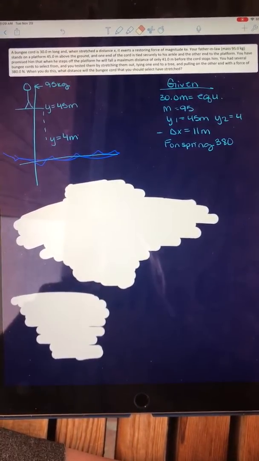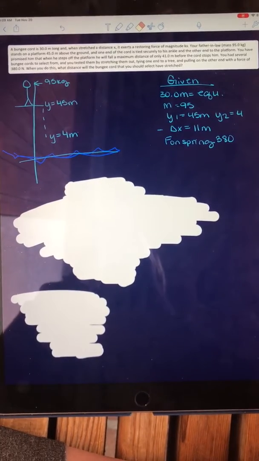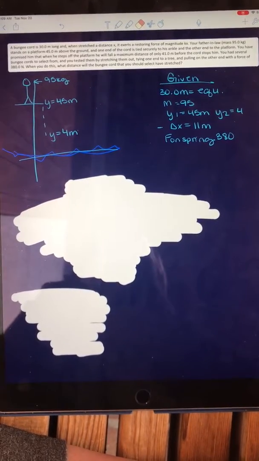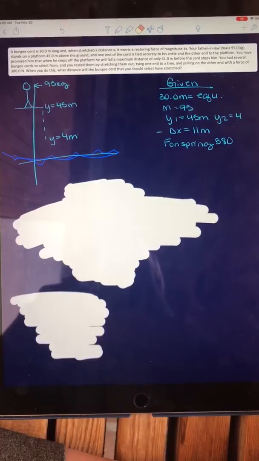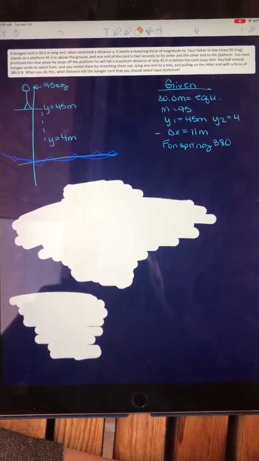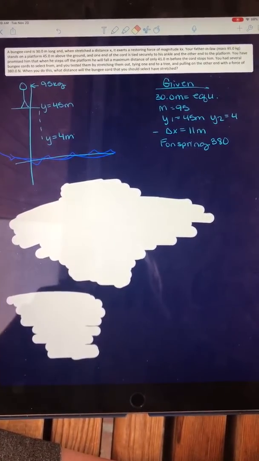going to use conservation of energy, which states that energy cannot be created or destroyed. So from point A to point B, it might be distributed differently, but our potential and kinetic energy are going to equal the same magnitude.